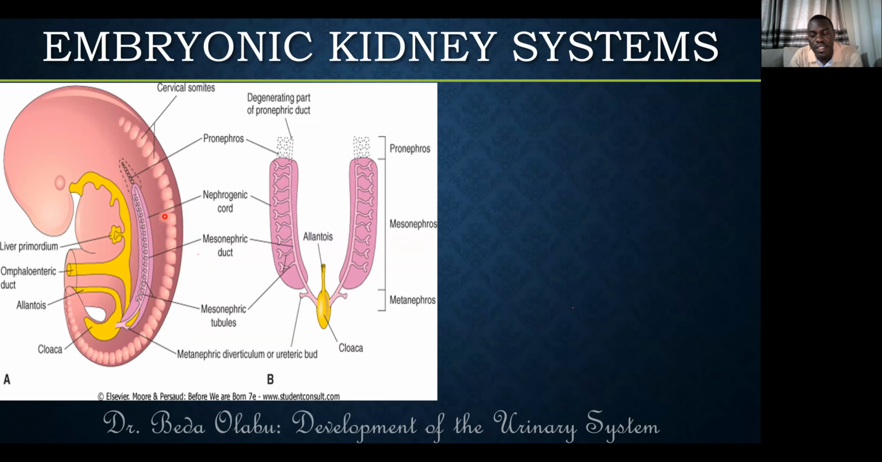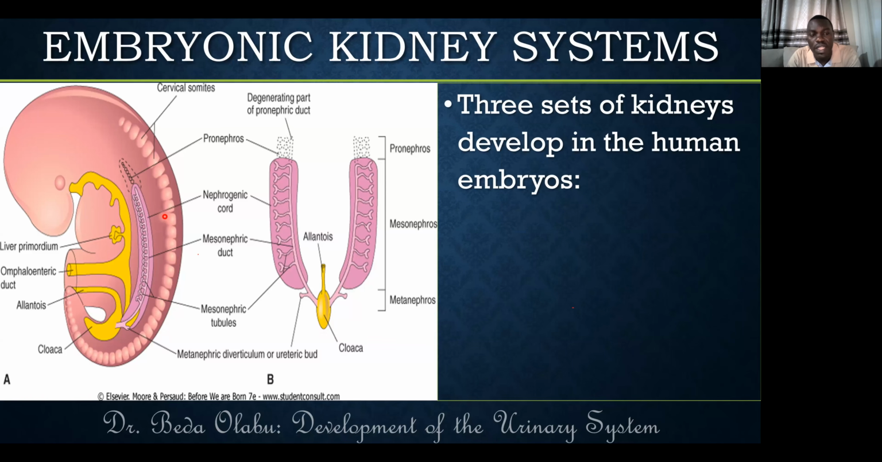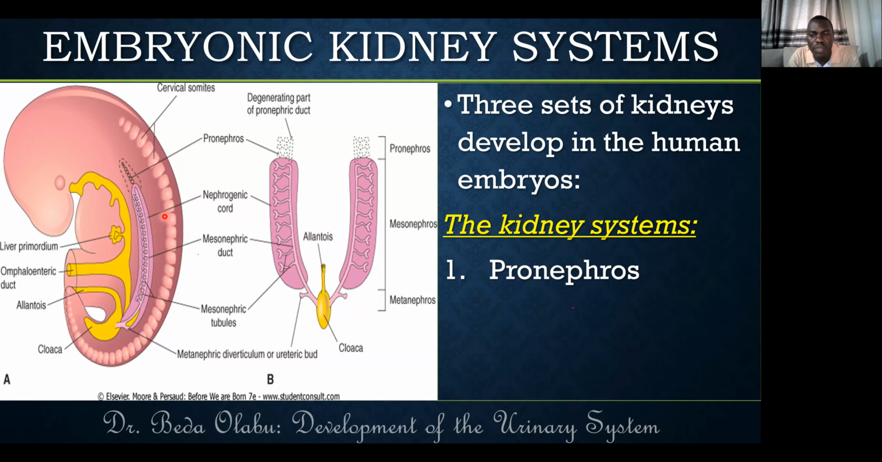there are 3 kidney systems that are present. There are 3 sets of kidneys that develop prenatally. We call them the prenatal kidney systems. The first kidney system is known as the pronephros. The pronephros are represented by about 7 nephrons, which appear within the neck region.